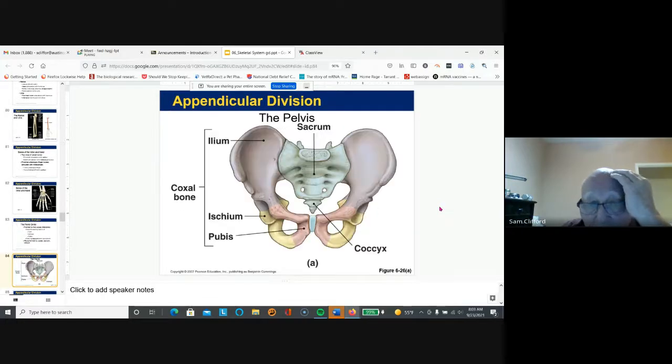The pelvic girdle, let's look at that. You should know about the pubis, which is the anterior bone.